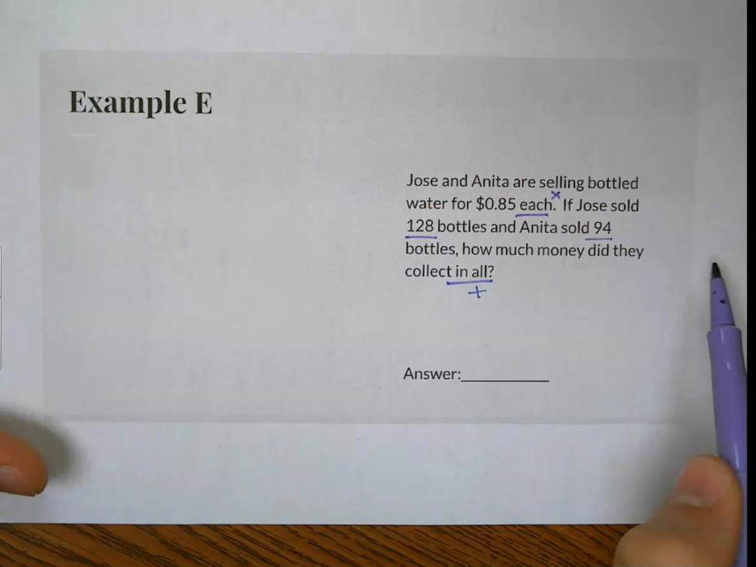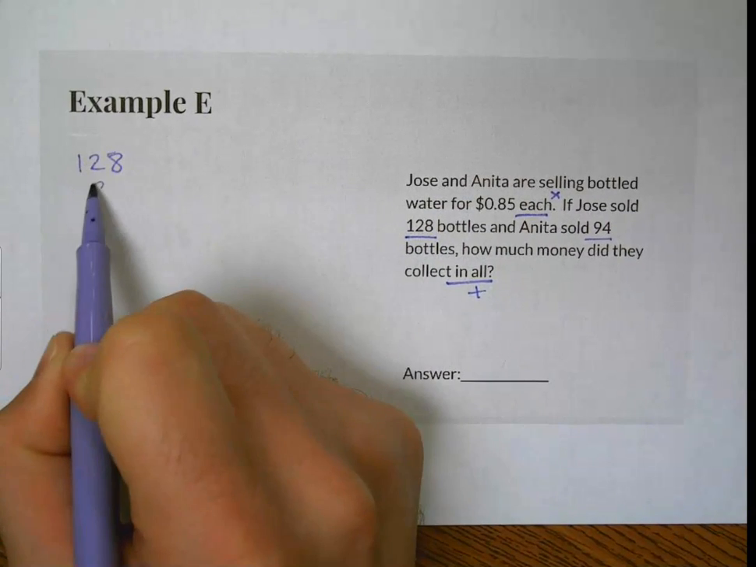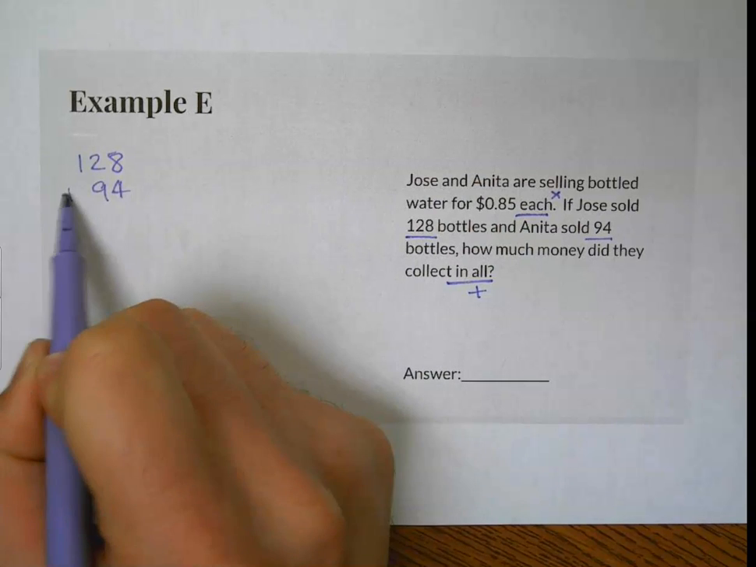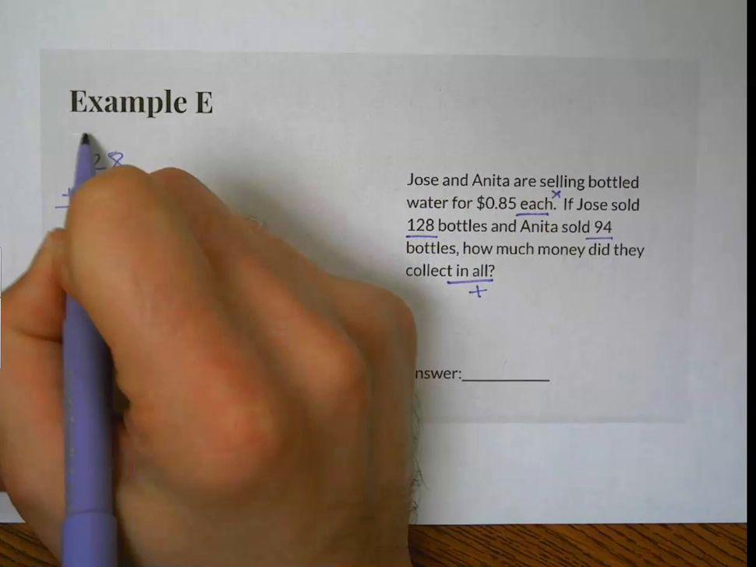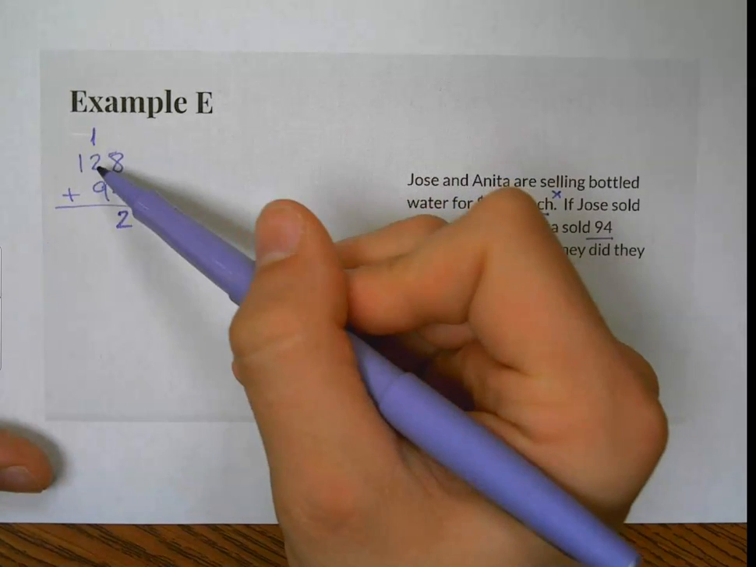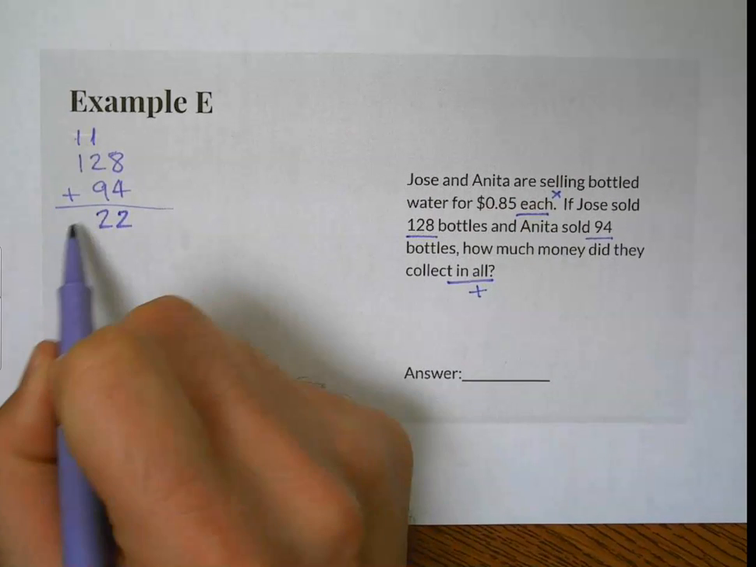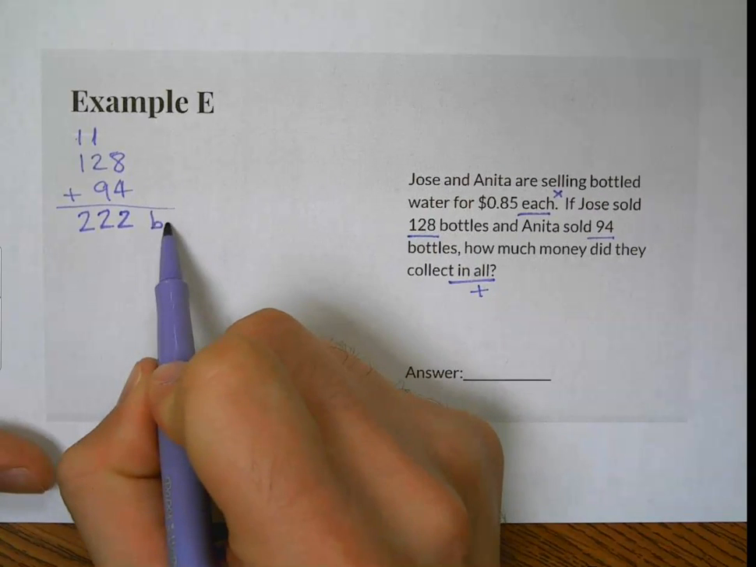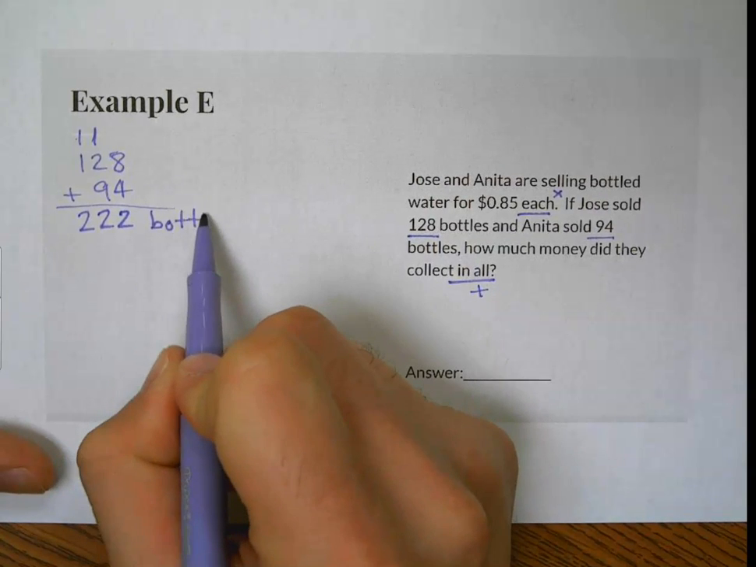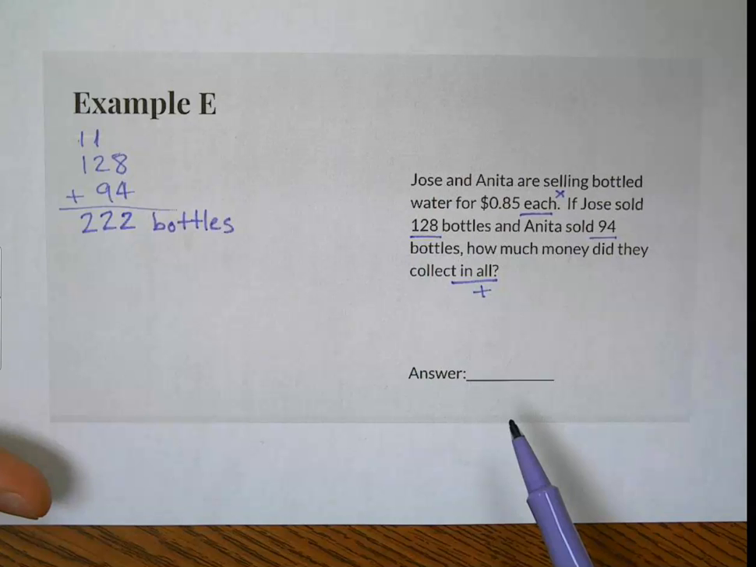So, first step I think we should do is add 128 plus 94. Okay, 8 plus 4 gives us 12. 1 plus 2 plus 9 gives us 12. And 1 plus 1 gives us 2. So, they sold together 222 bottles. Okay, but that's not what they want to know. They want to know how much money they made.